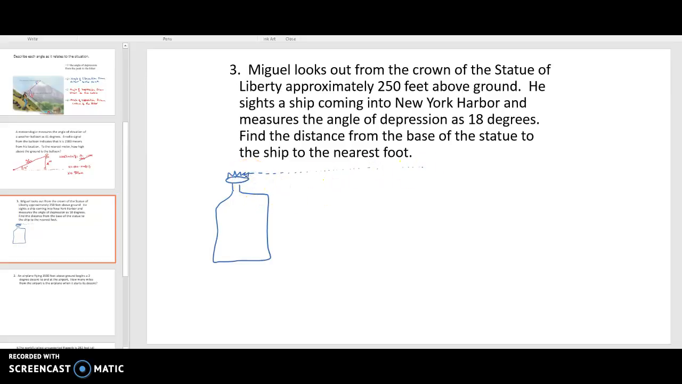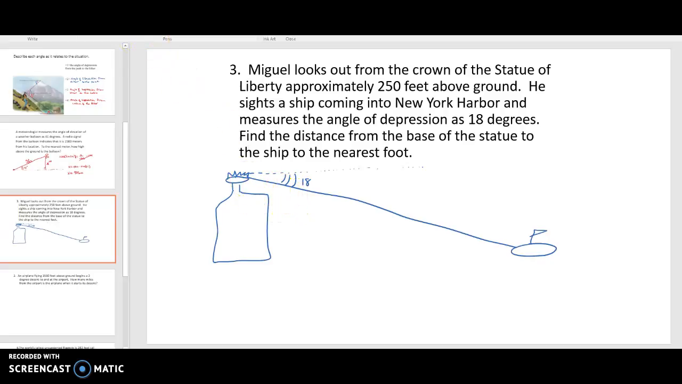But then what happens is he sights a ship over here coming into the harbor and measures the angle of depression at 18 degrees. So Miguel's looking down at this ship, and this horizontal line of sight and that line of sight, our angle of depression is 18 degrees, right? Find the distance from the base of the statue to the ship, to the nearest foot.